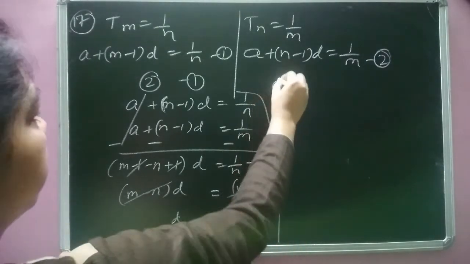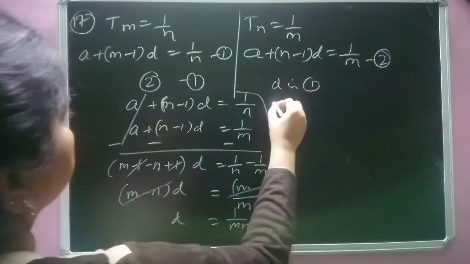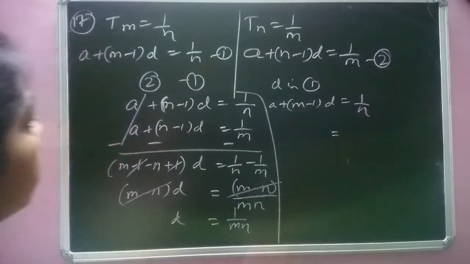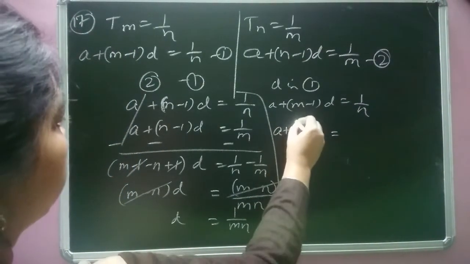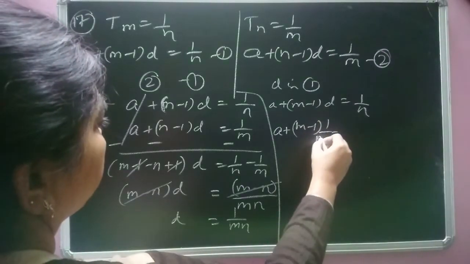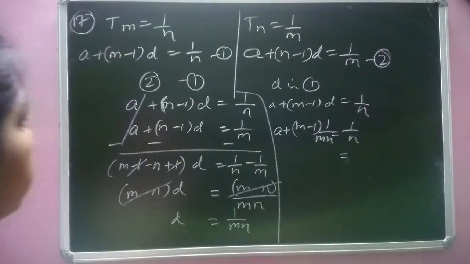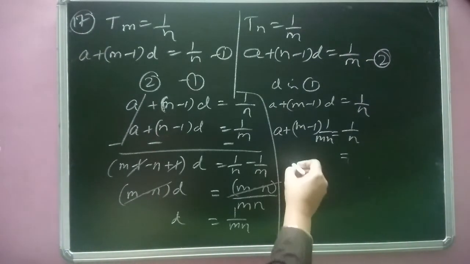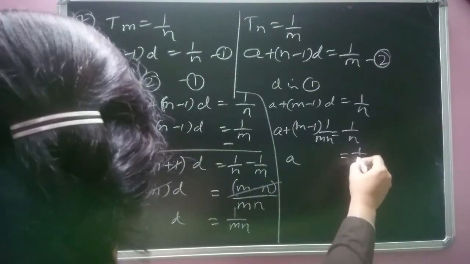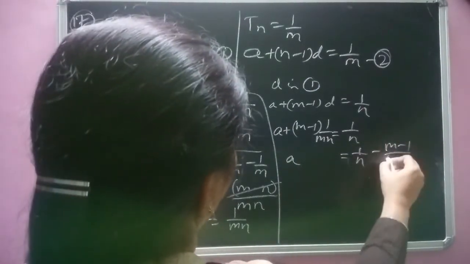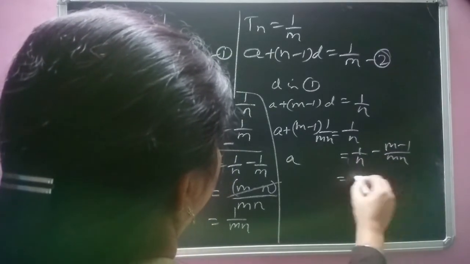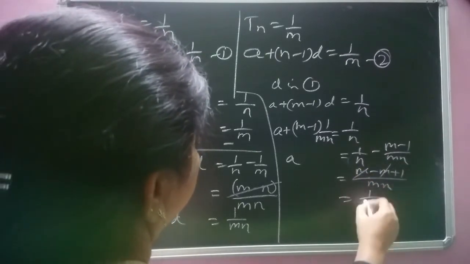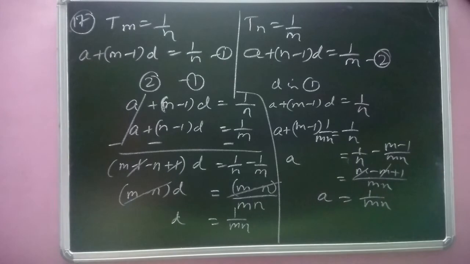Now we can put the value of d in equation number 1. So a plus (m minus 1) into d equals 1 by n. So a plus (m minus 1) into 1 by mn equals 1 by n. We have to solve it to get a. So a will be equal to 1 by n minus (m minus 1) by mn. Take mn LCM. So m minus m plus 1. M gets cancelled, and you get a also 1 by mn.